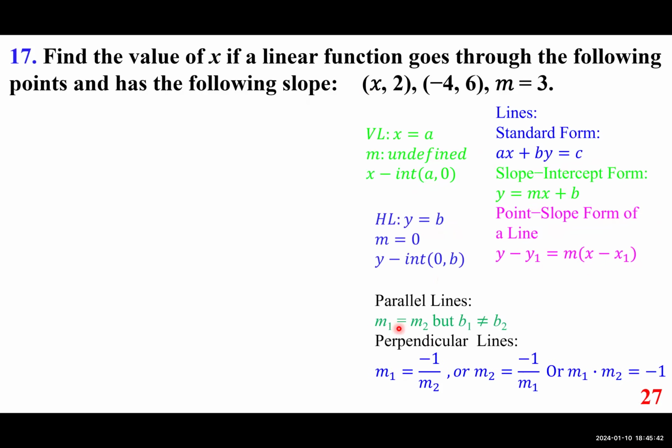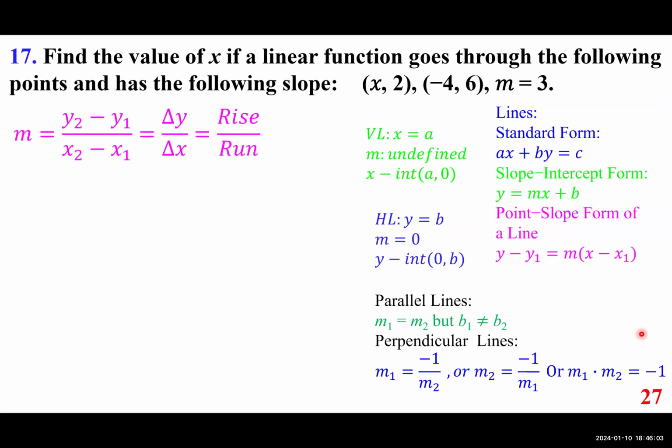Parallel lines have equal slopes and different y-intercepts. Perpendicular lines have slopes that are negative reciprocals. There are different ways of looking at it. One easy way: their product must be negative 1. So with that being the case, we are going to use the slope.